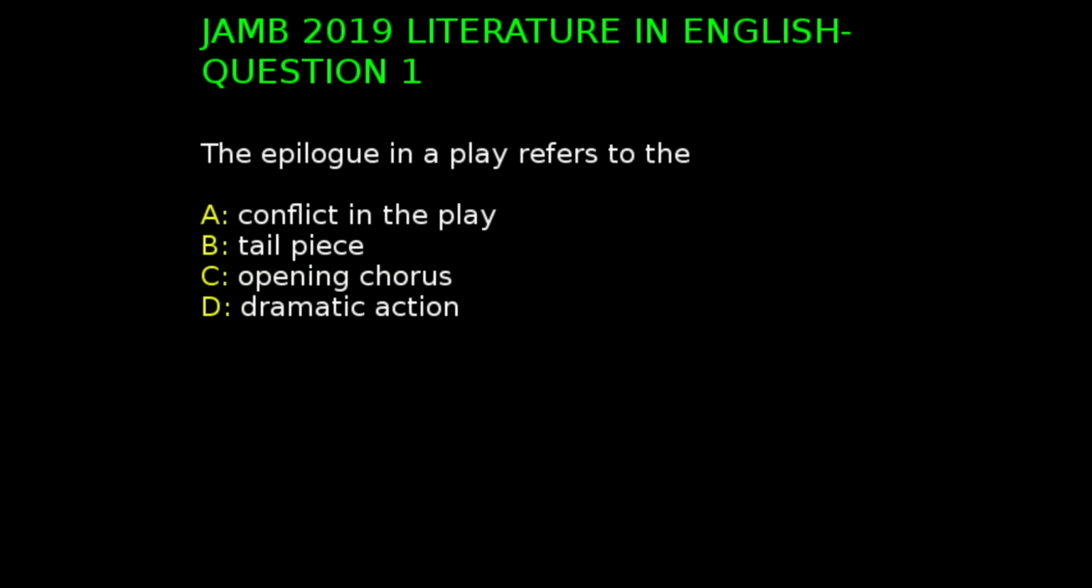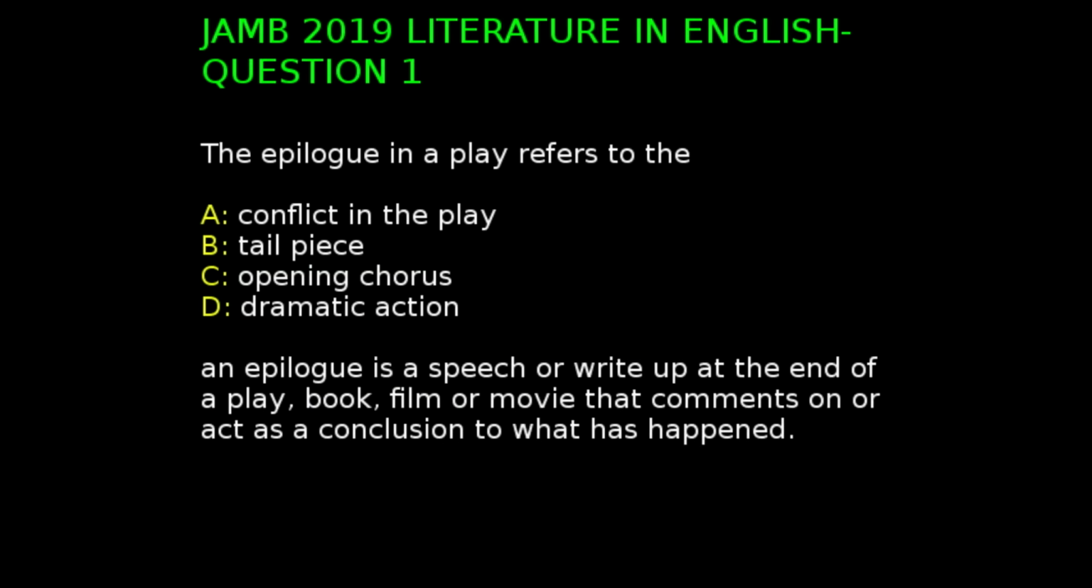epilogue is, and then we'll define the four options and select the best one that represents or answers the question. An epilogue is a speech or write-up at the end of a play, book, film, or movie that comments on or acts as a conclusion to what has happened. Next, let us define the four options, starting with option A.